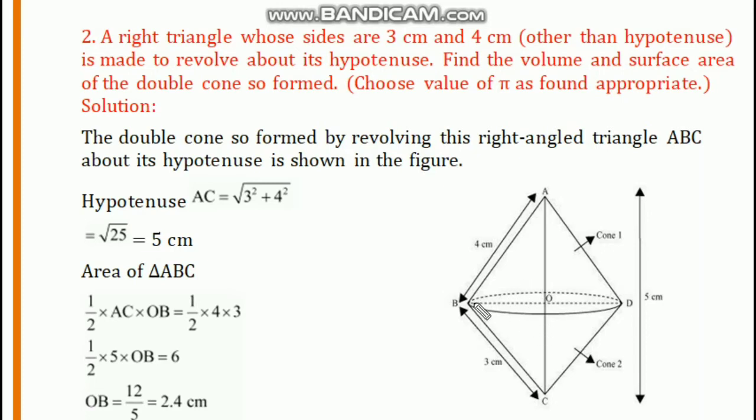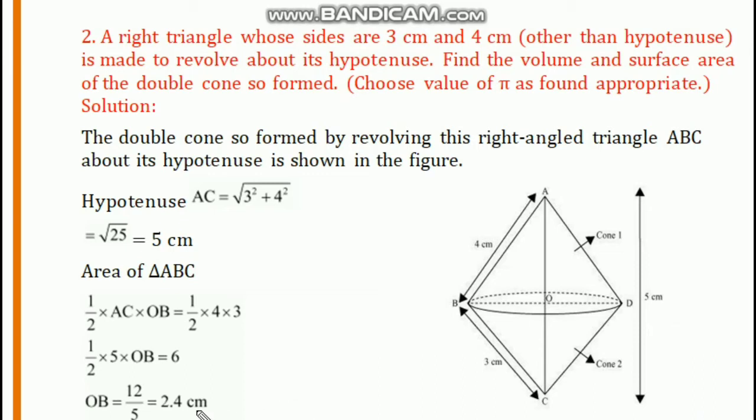So to find OB, I used another method, which we already discussed in ninth standard. First I used OB as height and AC as base. Next, I used BC as base and AB as height. So half into 4 into 3, after simplification, will be 6. The AC value we know is 5. Except OB, transposing all the remaining values to the right side, finally we get 2.4 centimeter.